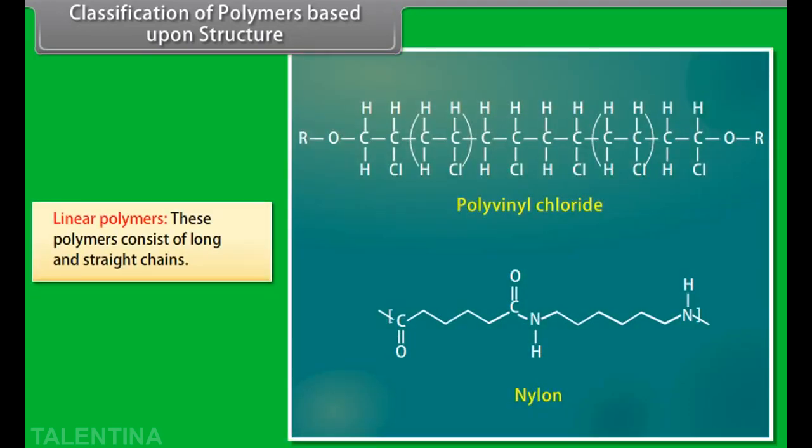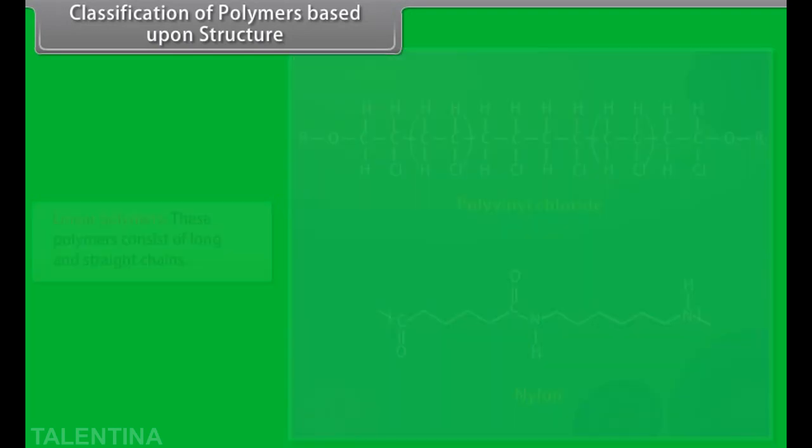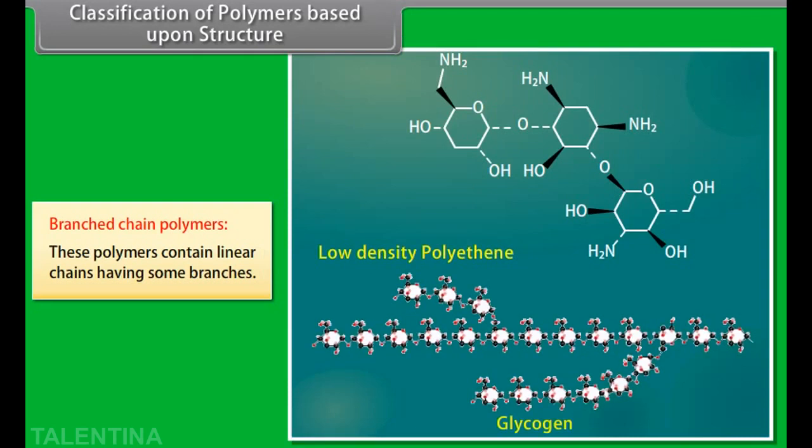Classification of polymers based upon structure. Under this type of classification, there are three subcategories. Linear polymers. These polymers consist of long and straight chains. For example, polyvinyl chloride and nylon.